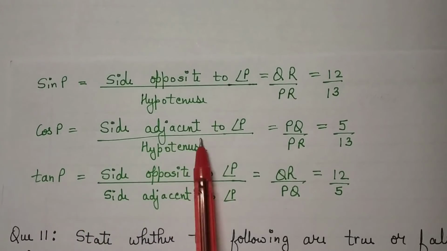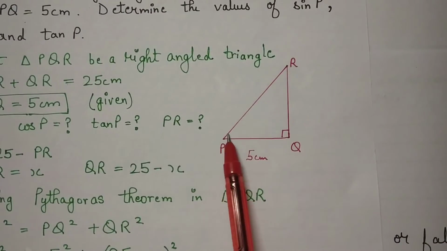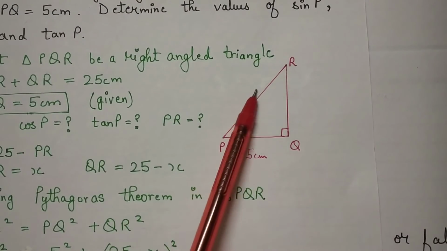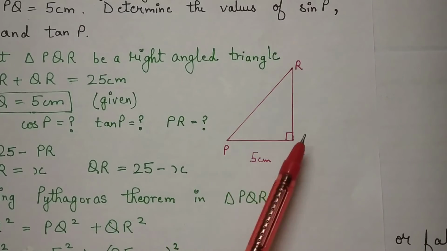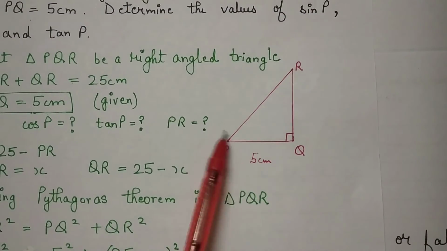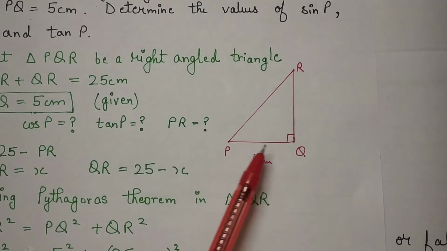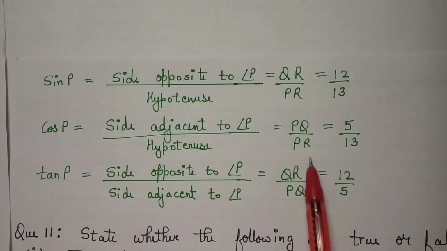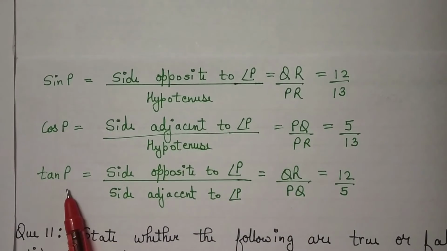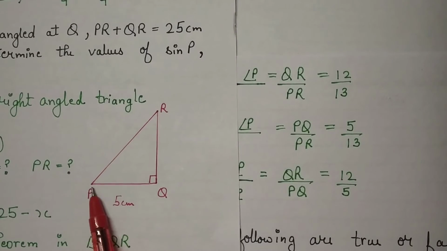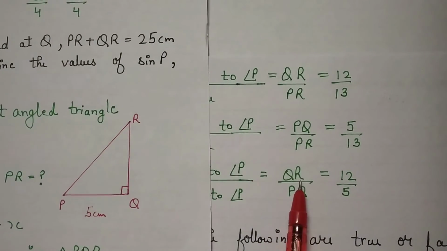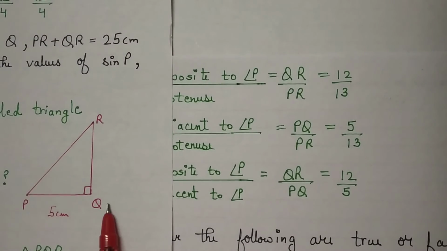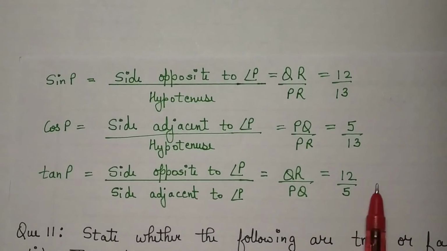Now cos P is side adjacent to angle P. Adjacent to angle P is what? This side, because this is hypotenuse. Hypotenuse we never consider as adjacent, because it is always opposite to perpendicular. The other, this adjacent side, adjacent is the side which is nearby. This is PQ, so PQ by PR, 5 by 13. Tan P is equal to side opposite to angle P, this is QR, and side adjacent to angle P is PQ. So QR by PQ, which is 12 by 5.